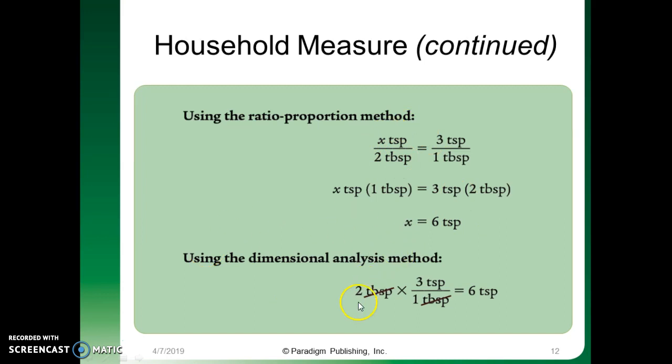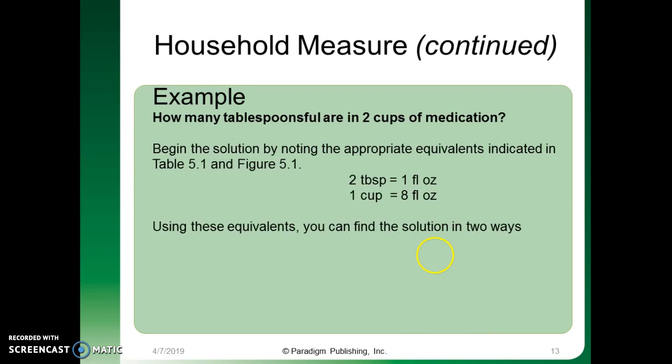Using dimensional analysis, you write it down so that you cancel your first numerator with your second denominator, and the answer you want will always be in the numerator. In this case, we wanted to know teaspoons, so that's why 3 teaspoons is on top and 1 tablespoon on the bottom. Multiply by 2 tablespoons, the tablespoons cancel, so 2 times 3 divided by 1 is equal to 6 teaspoons. Next example, how many tablespoons are in 2 cups of medication?